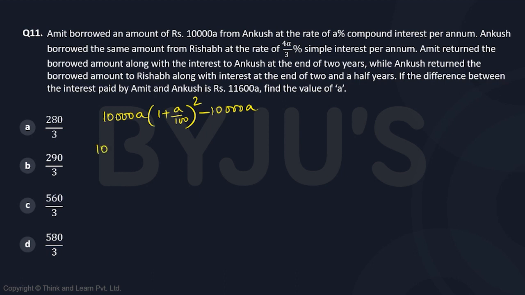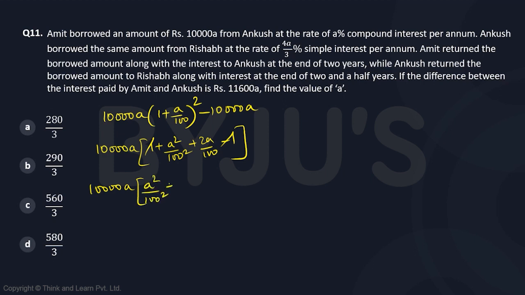So this is 10,000 A if I take out common. This is (1 plus A by 100) square. I'm opening the bracket: 1 plus 2A by 100 plus A square by 100 square, minus 1. So this gets cancelled. This is going to be 10,000 A into (A square by 100 square plus 2A by 100). I will probably take out the hundreds if needed. So okay, let me take it out. 100s, 100s, 2 zeros. So 100A into (A square by 100 plus 2A). Okay, this is the compound interest.